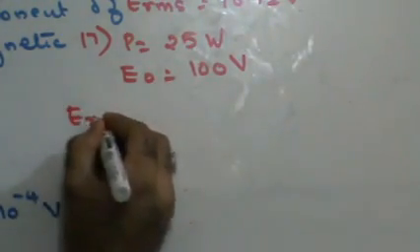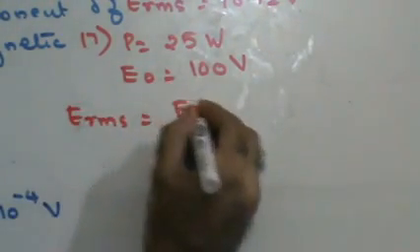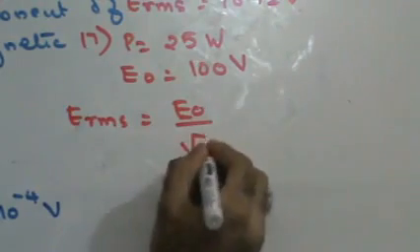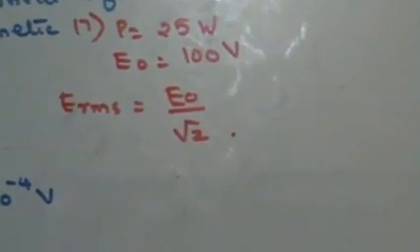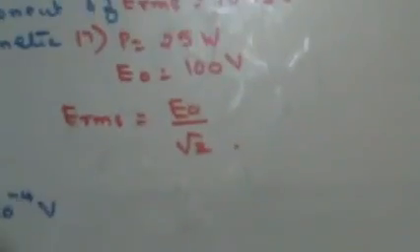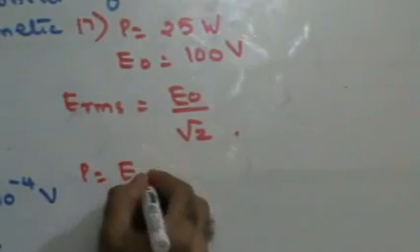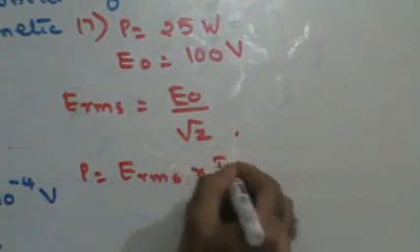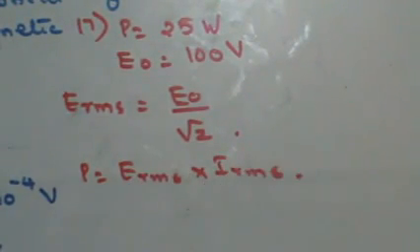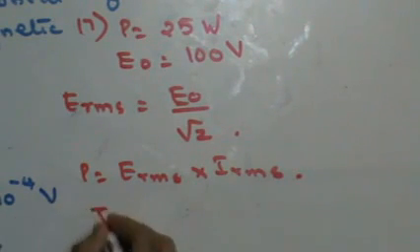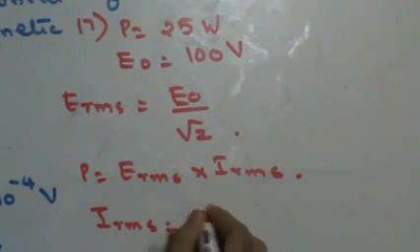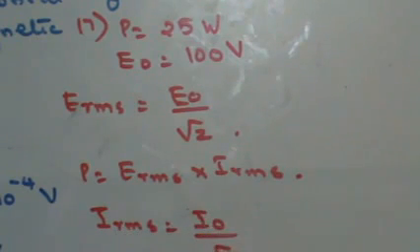Now first of all I can find out ERMS. ERMS is nothing but E0 upon root 2. So I'll come to know my RMS value of EMF. Power in an AC circuit is nothing but ERMS into IRMS. Power is given to you, I know ERMS, so I'll come to know IRMS from here. Once I know IRMS, I can say IRMS is nothing but I0 upon root 2. From there I'll come to know my peak value of current.